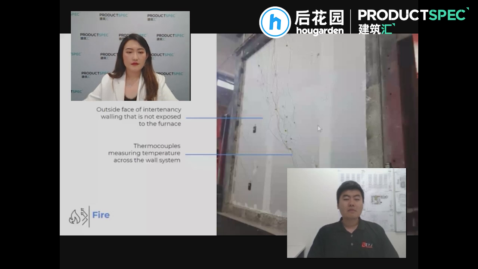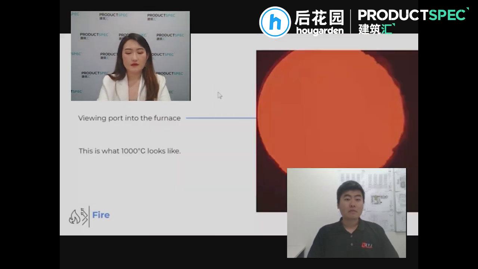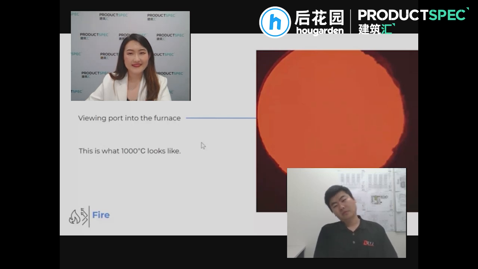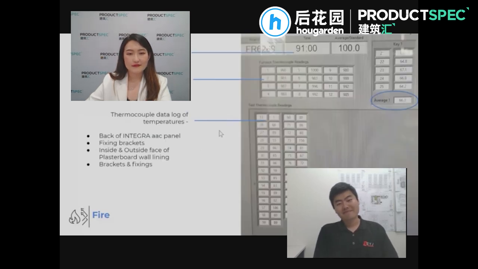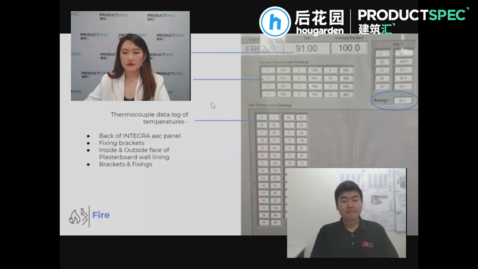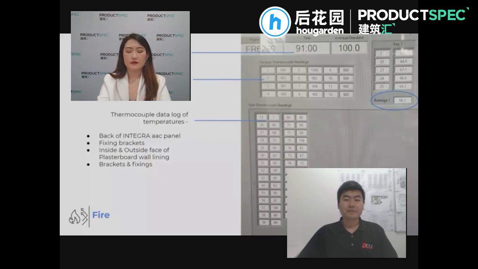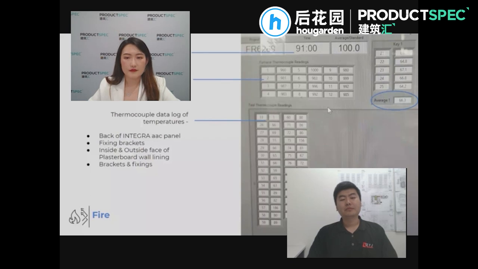To give you an idea of what the inside of the furnace looked like, that's the temperature, 1,000 degrees. It's not a place you want to be, but if you're on the non-fire side, you'd be pretty happy to be there rather than here. Now, I talked about the thermocouples. Every one of these little boxes here is a thermocouple that is recording a temperature. Now, the important number that we look at is the average. So the average thermocouple temperature on the non-fire side is this number here.